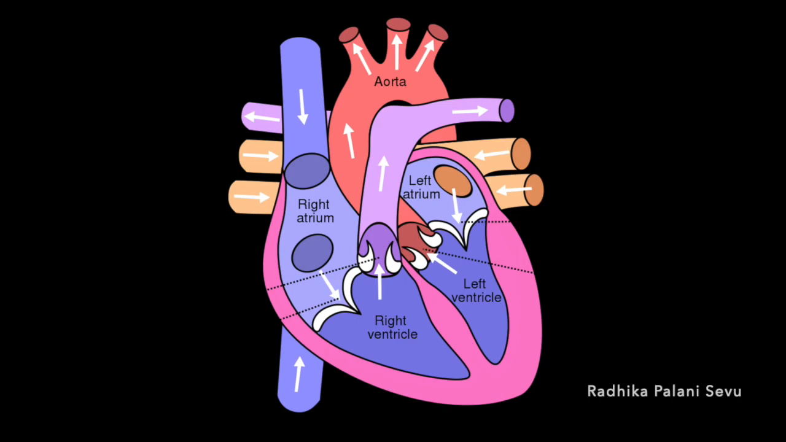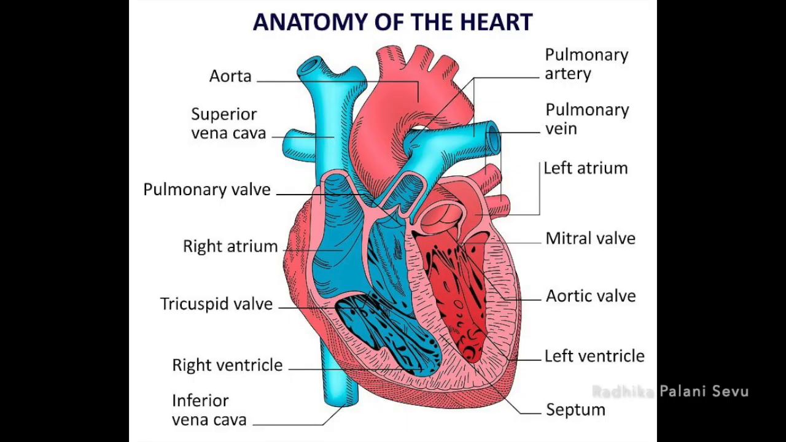So we have four valves in the heart: the tricuspid valve, pulmonary valve, mitral valve and the aortic valve. The aortic valve facilitates movement from the left ventricle to all the parts of the body. The mitral valve facilitates movement from the left atrium to the left ventricle. The tricuspid valve facilitates blood flow from the right atrium to the right ventricle. The pulmonary valve facilitates the movement of blood from the right ventricle to the pulmonary artery. So these are the main four valves in the heart and this is the working principle of the heart.